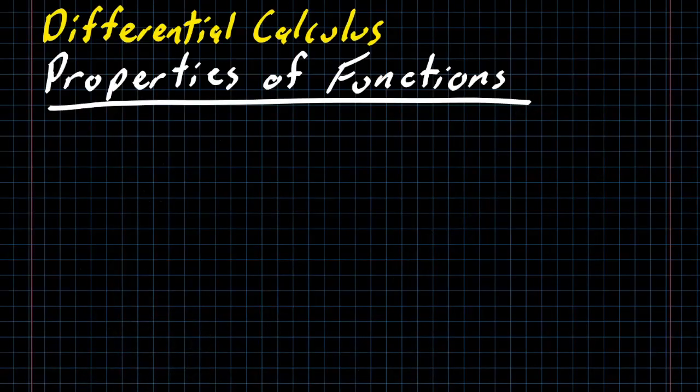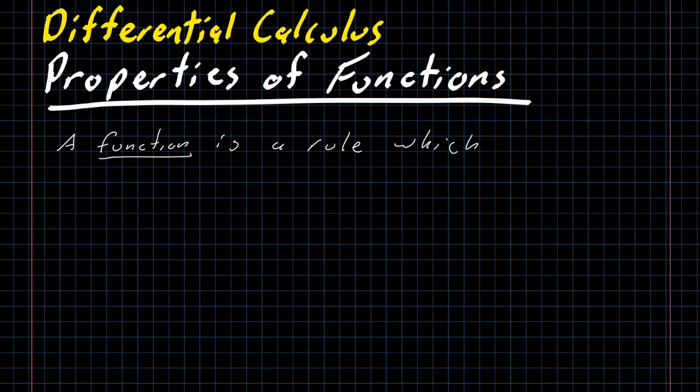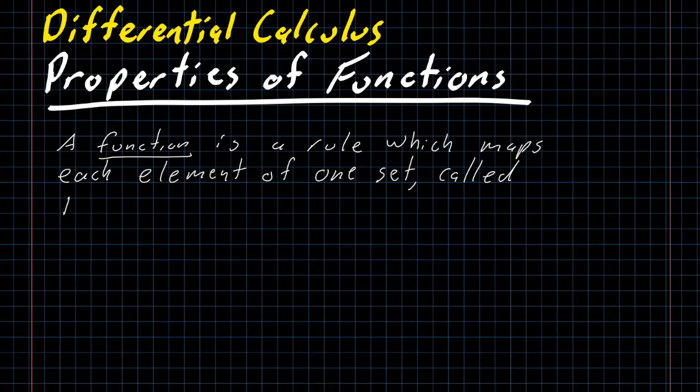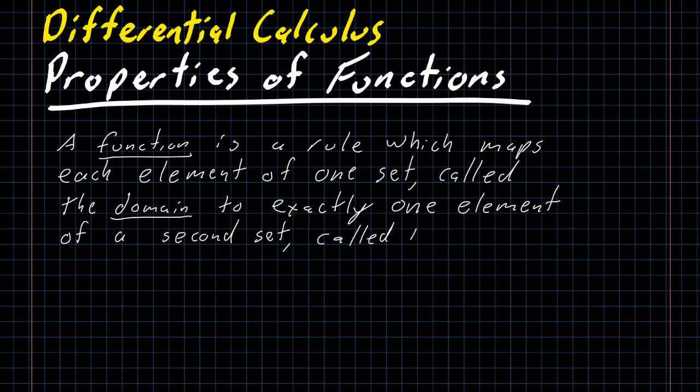So let me get my head out of the way and let's start off with the classic definition that a function is a rule which maps each element of one set, which we call the domain, to exactly one element of a second set called the codomain.